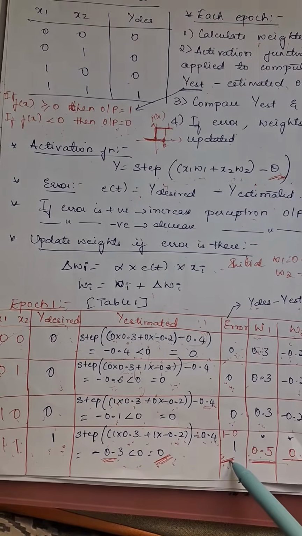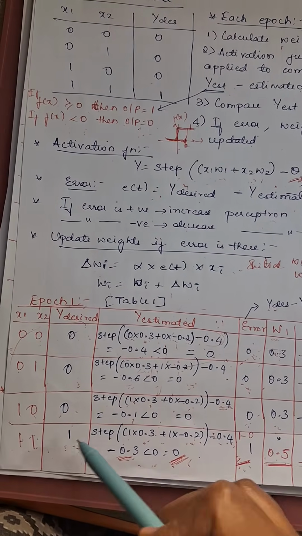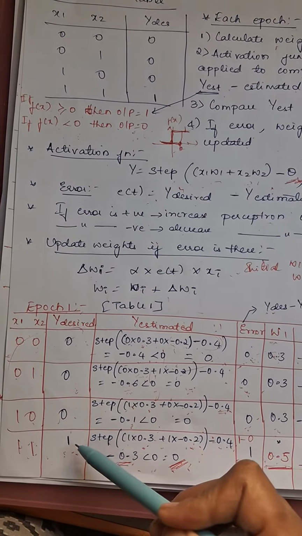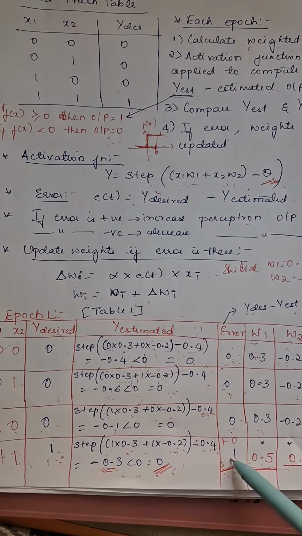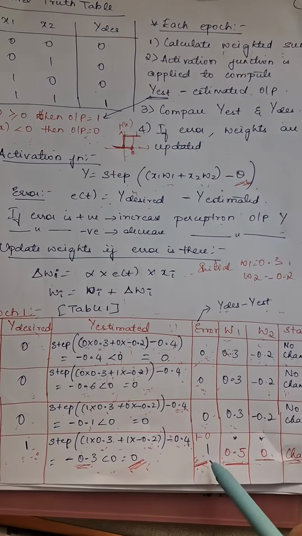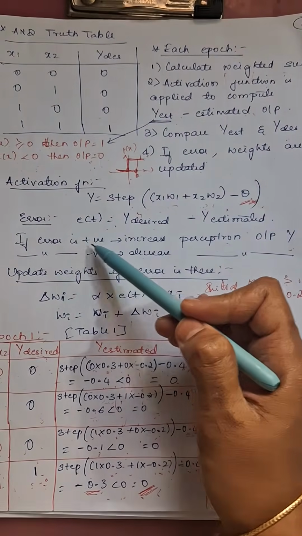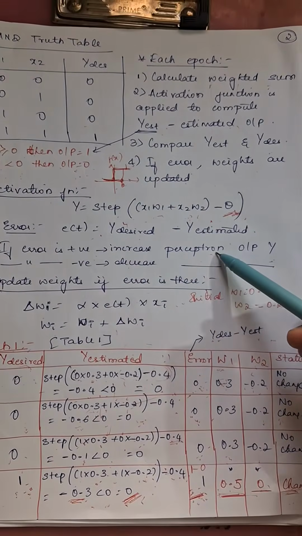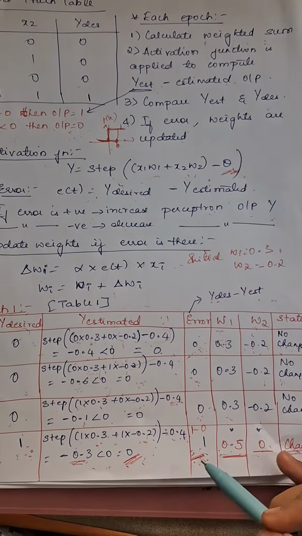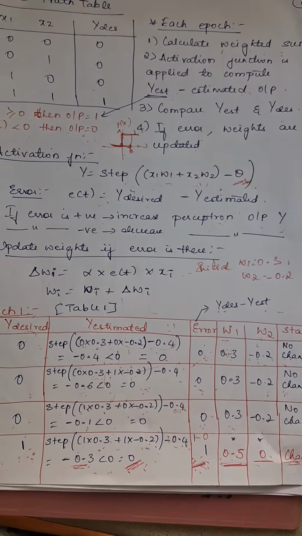Now what is the error? Error is desired y minus estimated y. So here it is 1. So 1 minus 0 I am getting as 1. Now since the error is 1, there is going to be a change. What did I say? If error is positive, I have to increase the perceptron output. So now let's see how I can compute the weights.